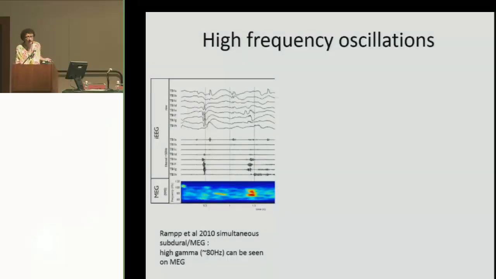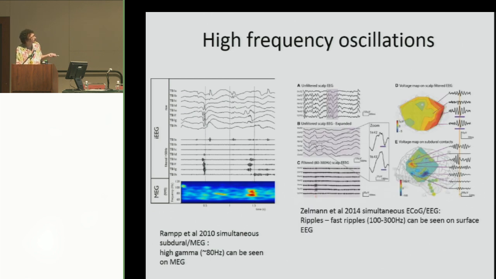Now, in terms of high-frequency oscillations, there is a report in 2010 of simultaneous subdural and MEG data, which shows that high gamma activity can be well seen on MEG. So that's actually very good news, that we can see not only low gamma, this we knew, but also high gamma. So this is the high gamma discharges, and it's very well visible at the surface.